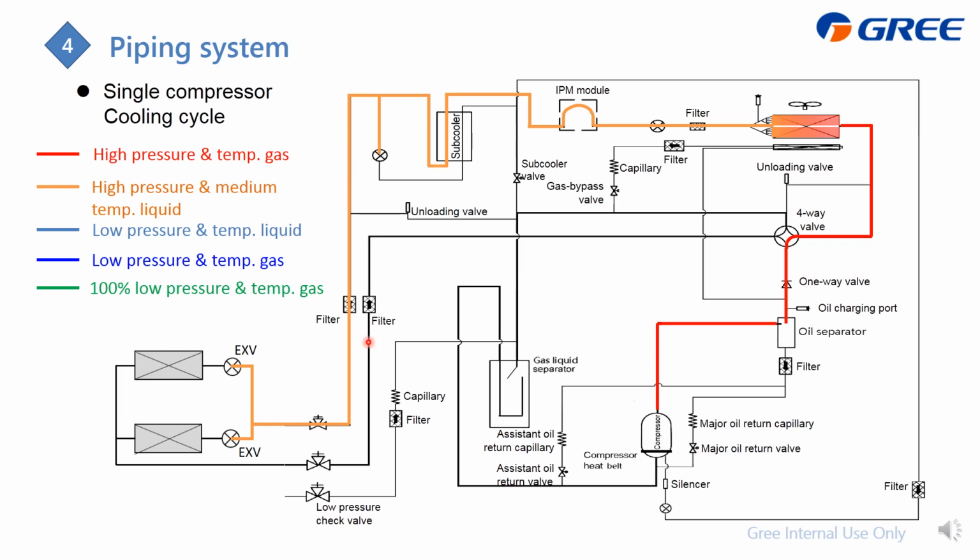And then this liquid will go to the indoor unit, where it gets expanded at the indoor unit EXV. The refrigerant becomes low pressure and temperature liquid. Then it can absorb heat, which is doing cooling at the indoor heat exchanger, and itself becomes low pressure and temperature gas and follows the gas pipe and flows back to the outdoor. Then at the four-way valve, it just goes up and back to the gas liquid separator.